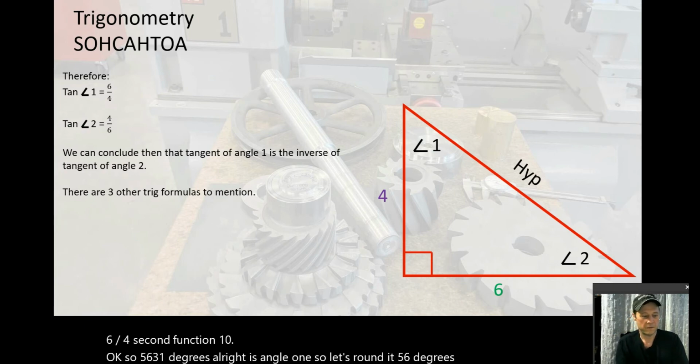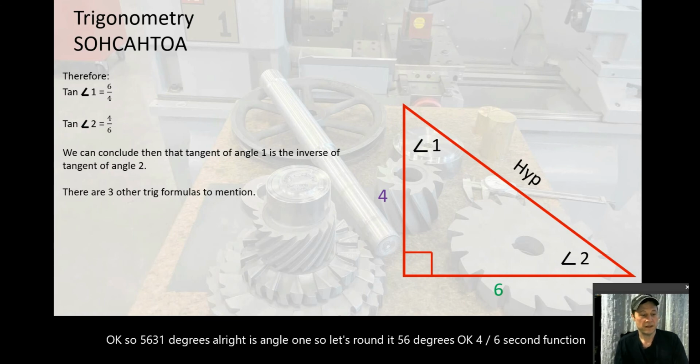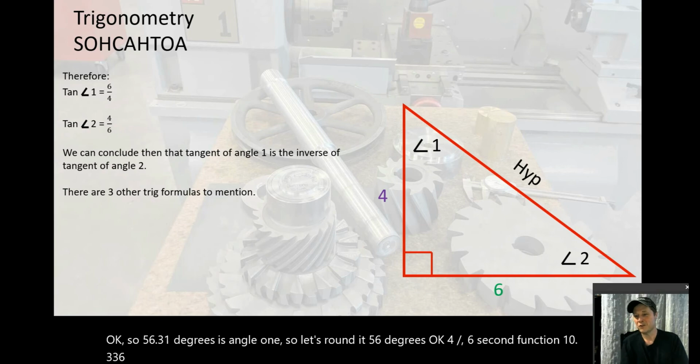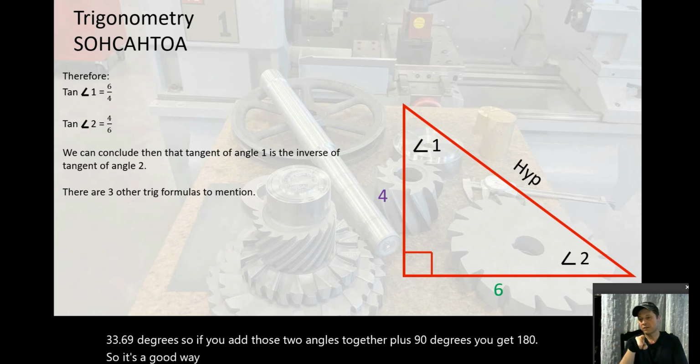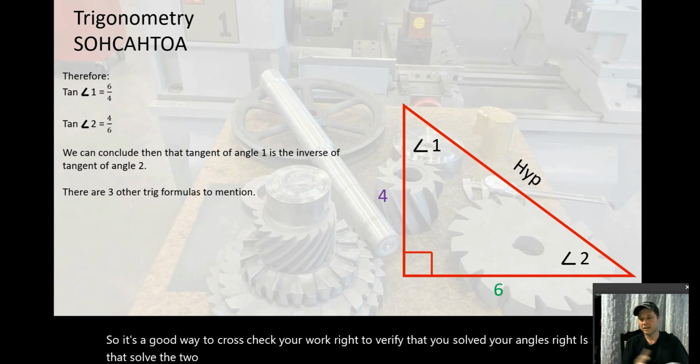And 4 divided by 6, second function tan, is 33.69 degrees. So if you add those two angles together, plus 90 degrees, you get 180. It's a good way to cross-check your work, to verify that you solved your angles right: solve the two angles, add them to 90, and if you don't get 180, then you've done something wrong.